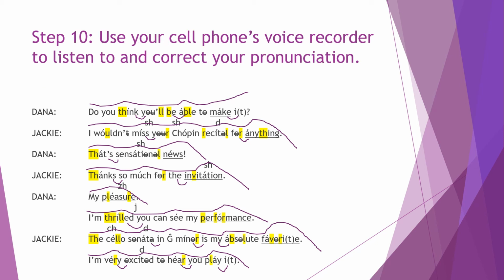Step 10 is your chance to put all your annotations into practice by recording and listening to your pronunciation. Naturally, you'll only be doing this for your own role. But for the purposes of this video, I'll do this for the entire scene. Listen as I perform Dana's invitation and Jackie's response to it to see how I'm putting steps 1 to 9 into practice.